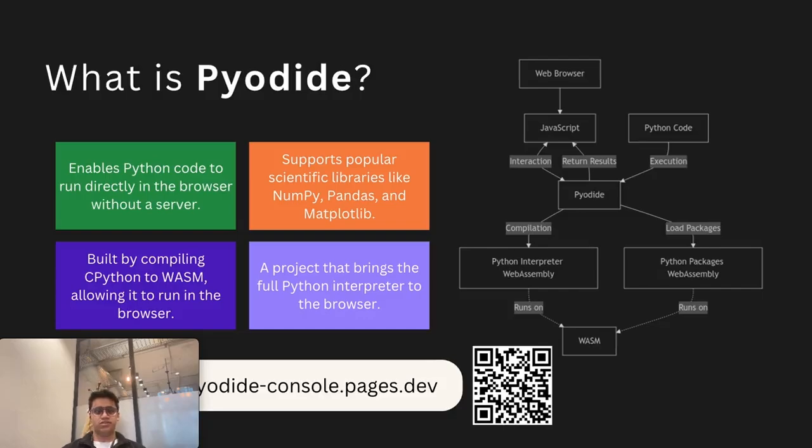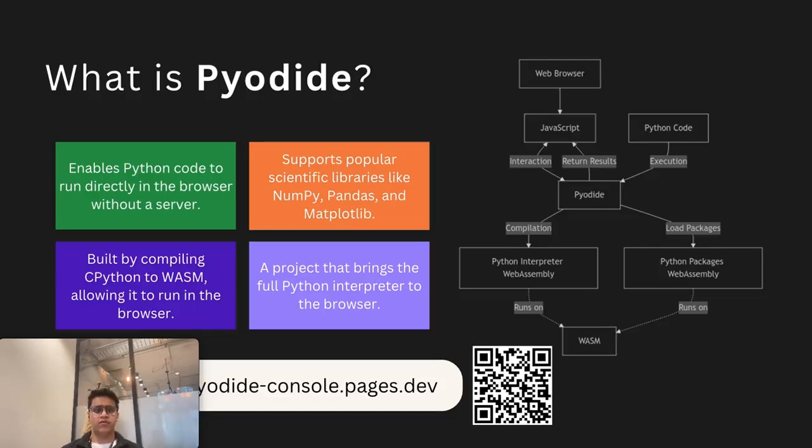And then you have the execution part, where the Python code written by the user is executed by Pyodide on the WebAssembly-compiled Python interpreter and the packages all together. And eventually, after the execution, the results are returned to JavaScript, which can then update your web page or perform any kind of access like interacting with the DOM, sending some network requests, and so on.